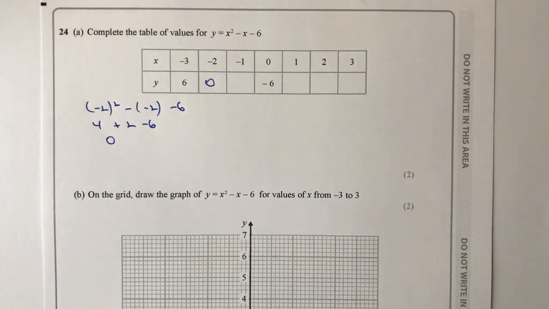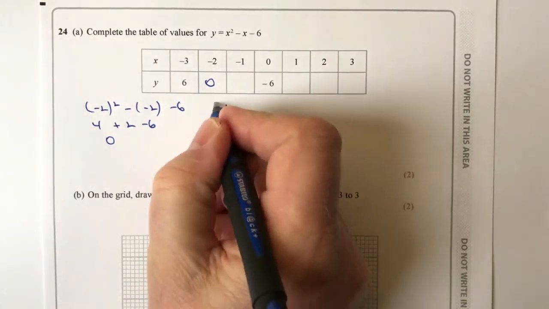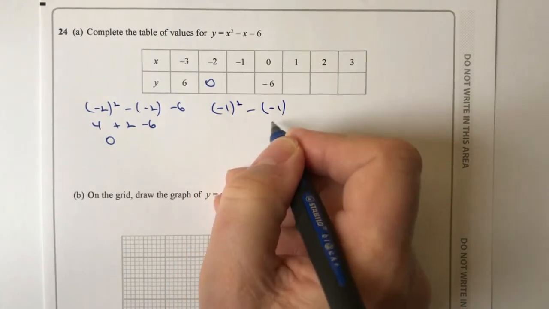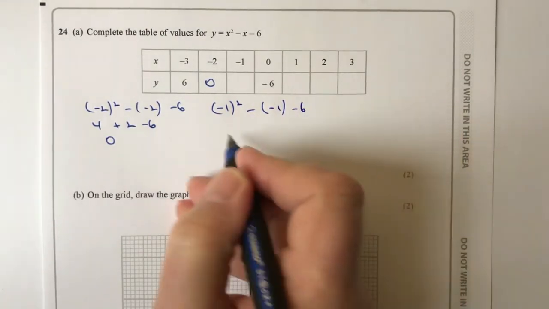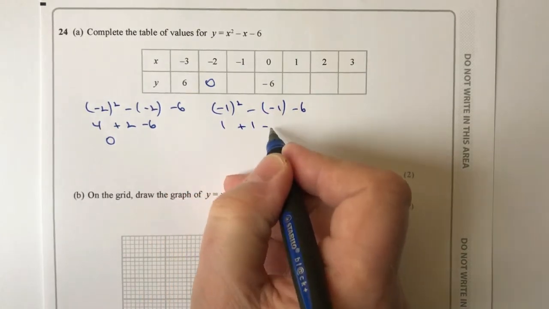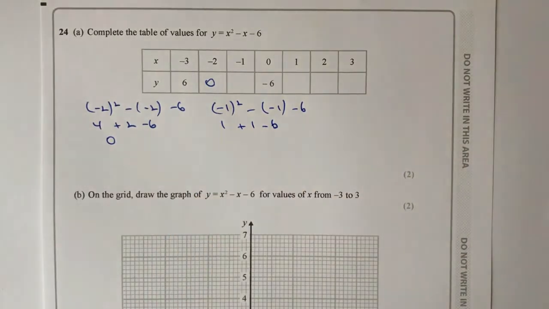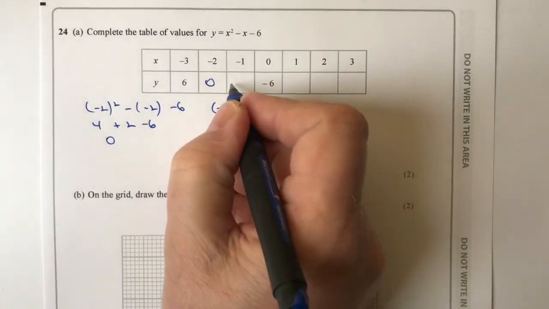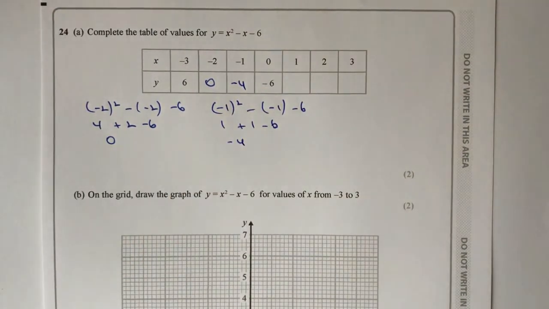Okay, so minus 1, and again I'm going to square that in brackets. Minus and minus 1 again, and then minus 6. So minus 1 squared is 1. Minus a minus is a positive, minus 6. So when x equals minus 1, y is going to equal 1 plus 1 is 2, minus 6 is minus 4, okay?